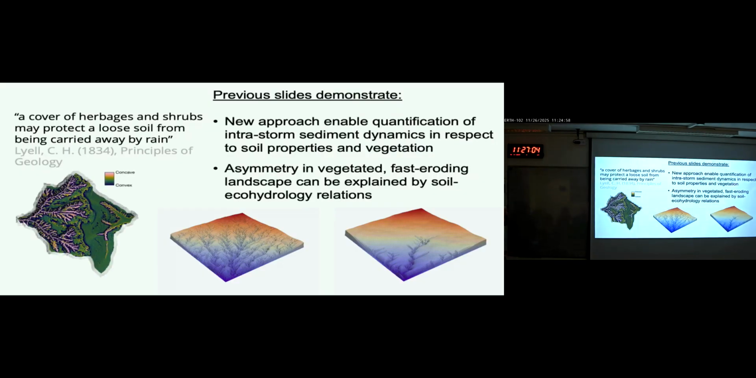So the new approach that we presented could quantify interstorm sediment dynamics, taking into account explicit hydrology and vegetation cover, while also some of these landform patterns can explain the landform asymmetry that we found over large scale over the High Plains.